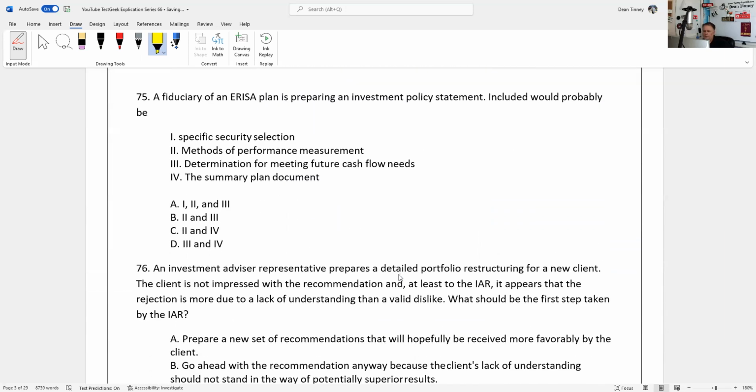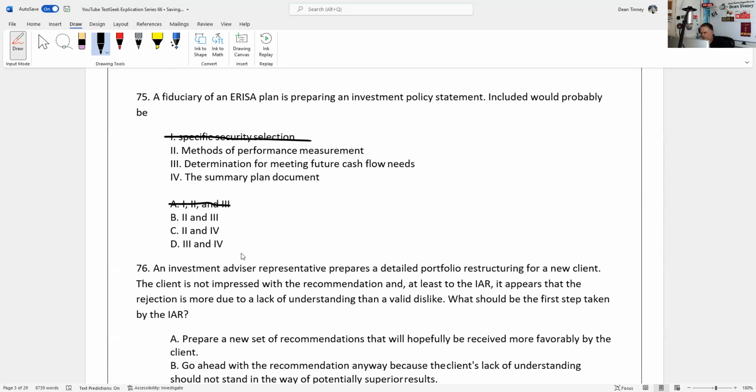A fiduciary of an ERISA plan, ERISA stands for every ridiculous idea since Adam. No, I'm joking. It stands for the Employee Retirement Income Security Act. Is preparing an investment policy statement. Included would probably be, so specific securities, I probably would approach this with process of elimination. We're not going to tell you what specific securities will be selected within the plan. I call that test-taking trick reduction to the ridiculous. What would the world look like if that were true, right? Methods of performance measurement. That sounds pretty good. Determination of meeting future cash flow needs. Absolutely, right? How much money are we going to need to pay our retirees?